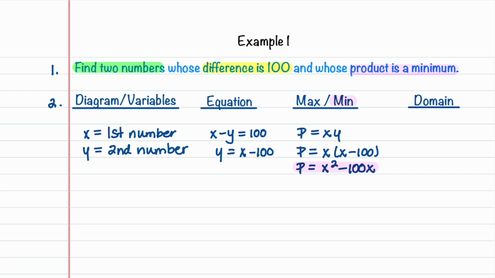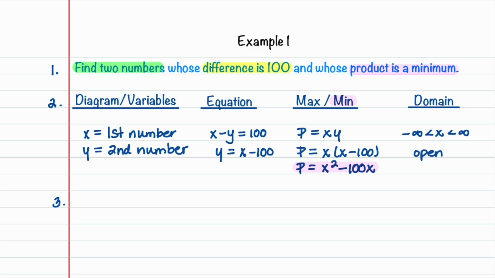Now let's think about the domain. We are given no constraints on our numbers, so our domain is going to be that x can be anything from minus infinity to infinity, and this is an open domain, and I'm just going to write that down because we're going to need that in just a few minutes.